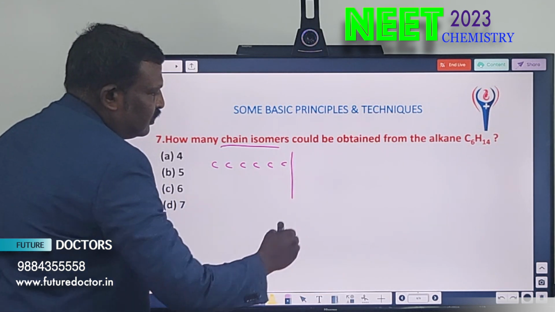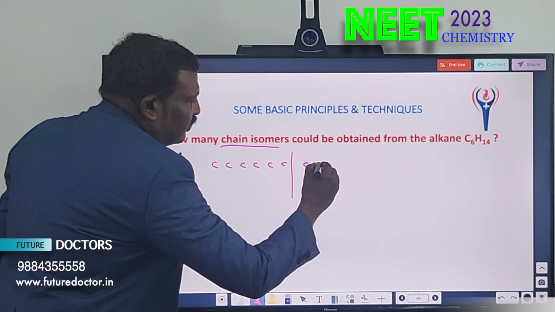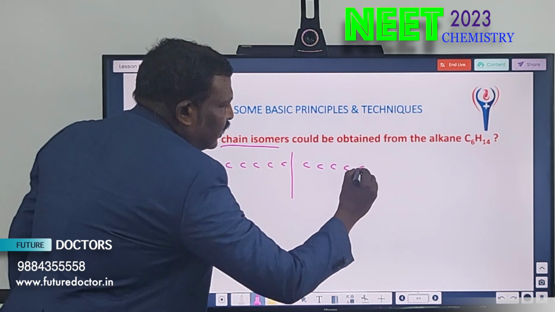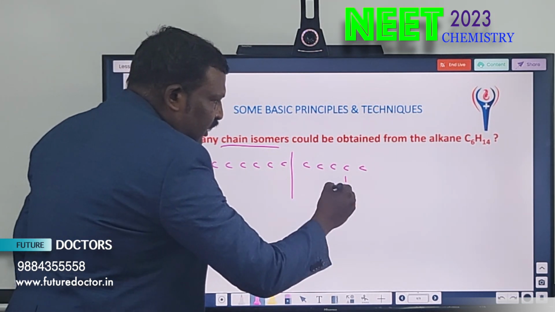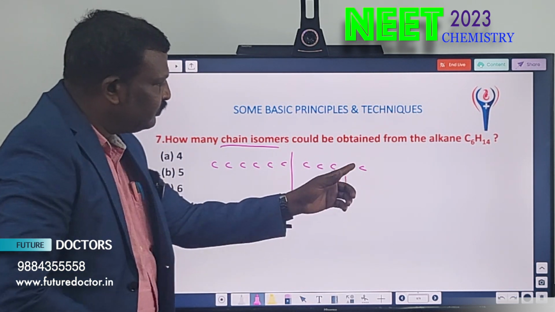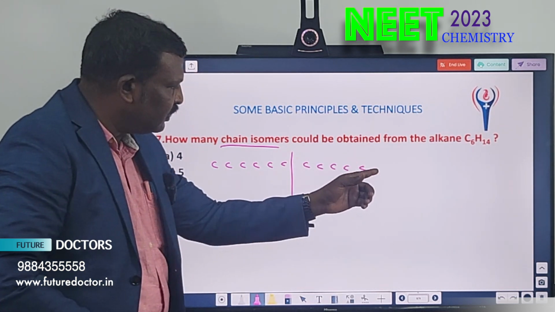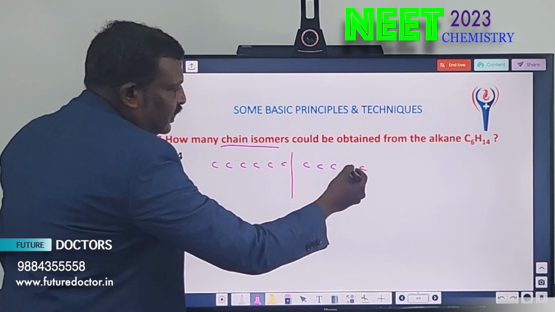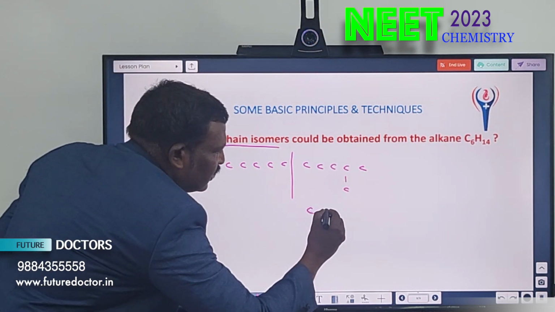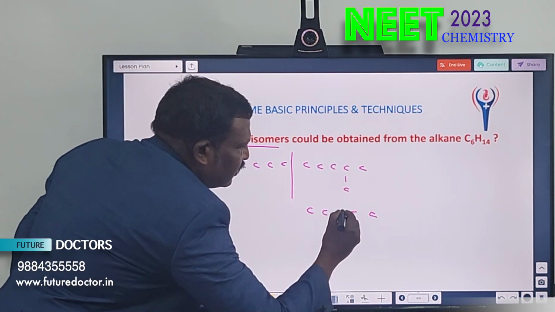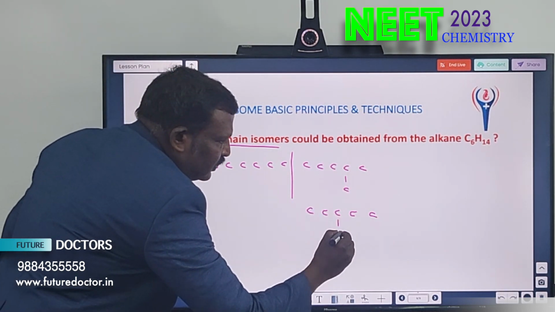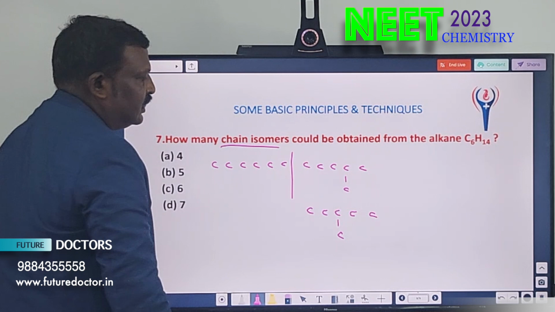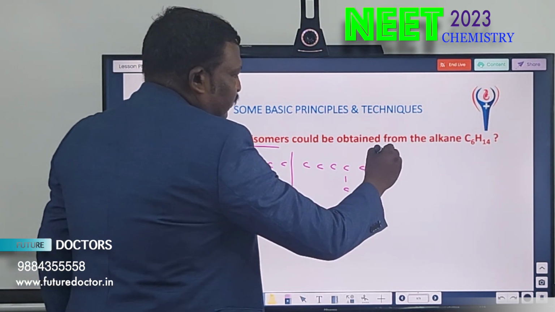What's the next possibility? 5 in a straight line, 1 in a branch. Correct or not? If you come from right to left, it is 2 methyl. So 5 in a straight line, 1 in a branch. The next one is again 5 in a straight line: in the first case the second carbon has the branch, now I put the branch on the third carbon. Understood? That's all possible with a 5 carbon straight line.